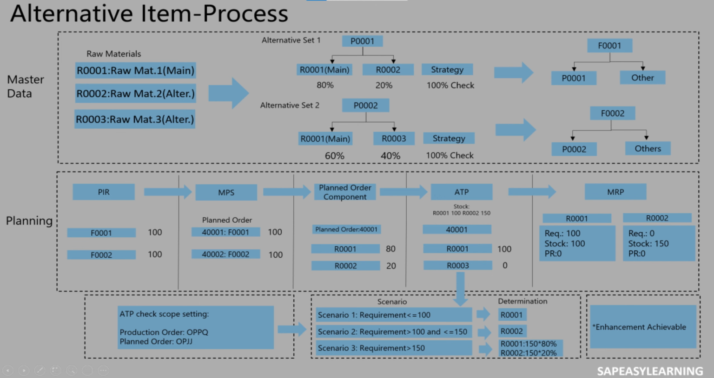That's achievable. Okay, I think we spent too much time at ATP, but it's really the most important step in the whole solution. The last step is MRP. Based on which materials' planned orders and production orders are selected, each material will have its own requirement and supply. Then run MRP to get their PRs. That's the whole process. Now let's see a simple demo of this solution.